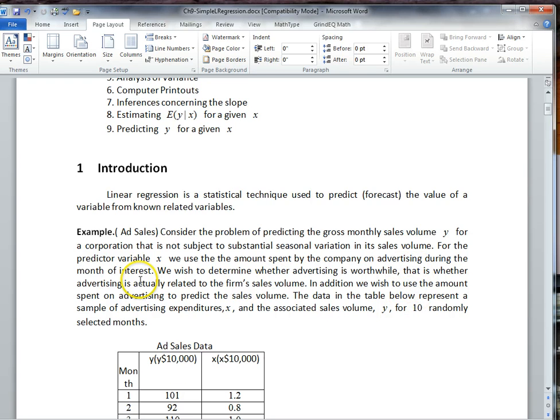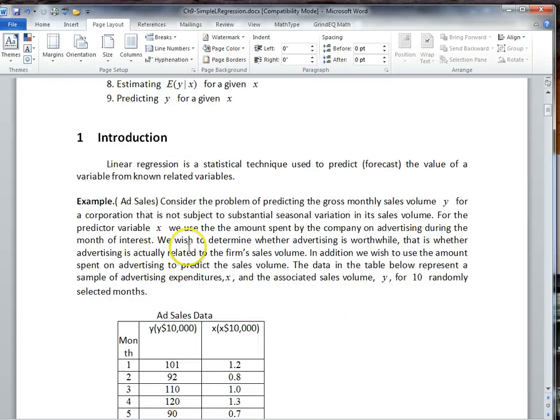For the predictor variable X, we use the amount spent by the company on advertising. So we relate advertising to sales volume. We want to see whether advertising really affects sales. So we wish to determine whether advertising is worthwhile, that is, whether advertising is actually related to the firm's sales volume. In addition, we want to be able to predict future sales volume from the amount of money we are willing to spend on advertising.